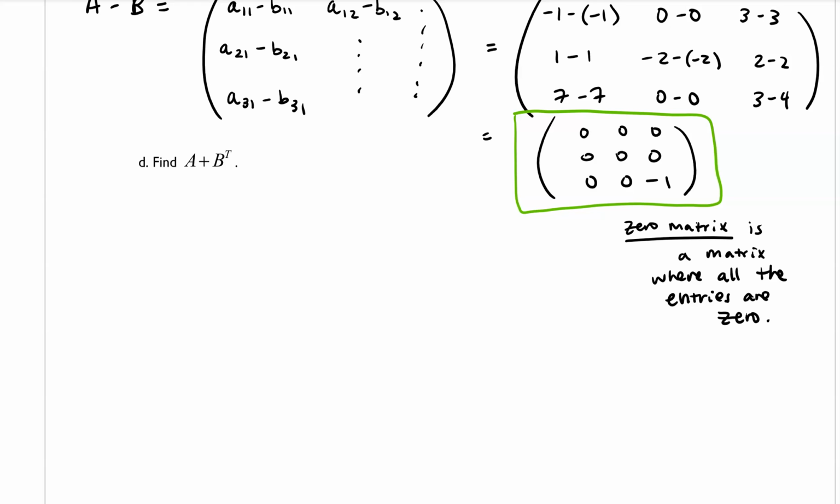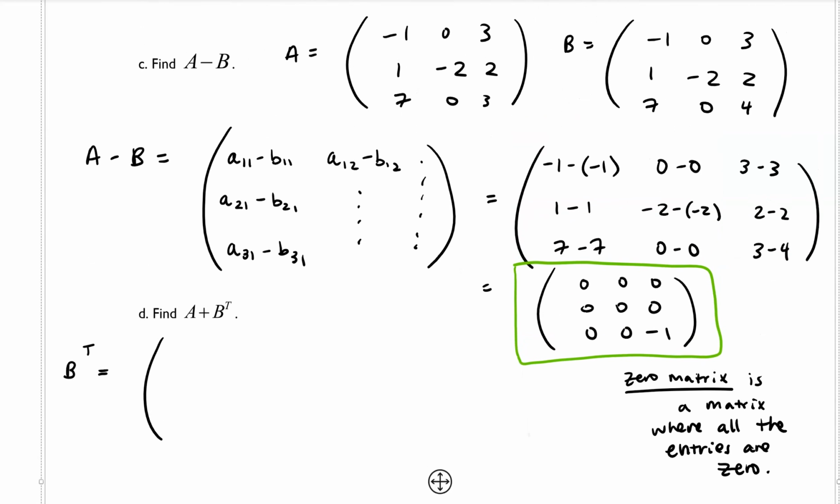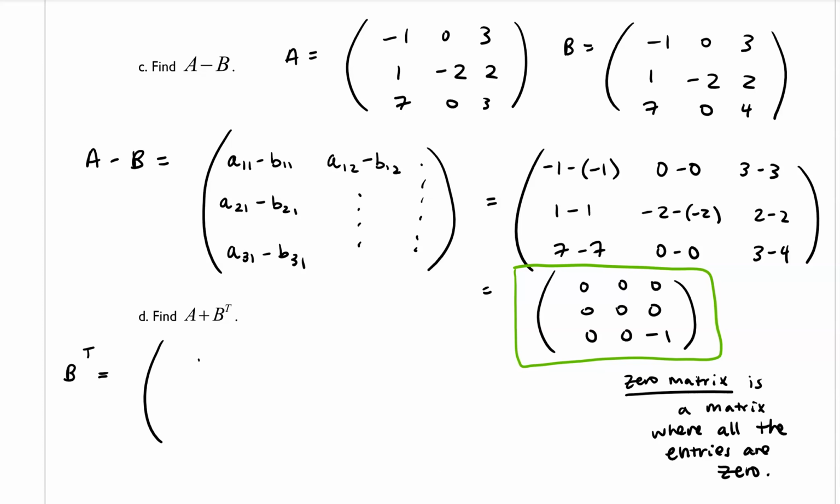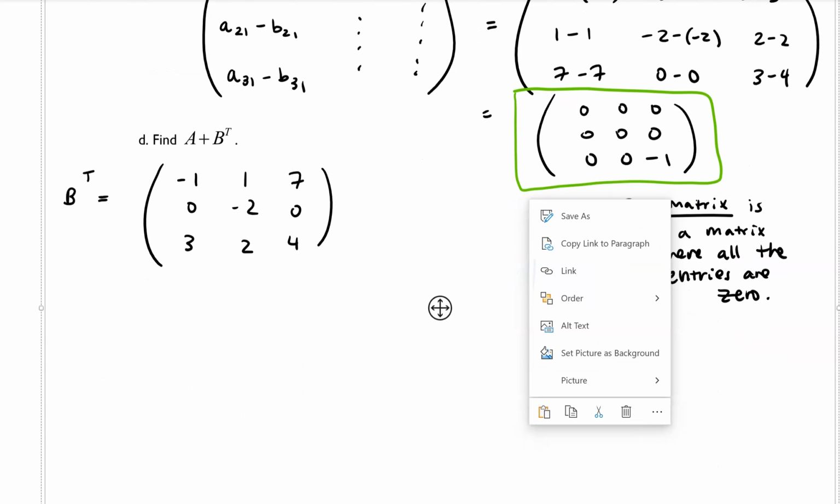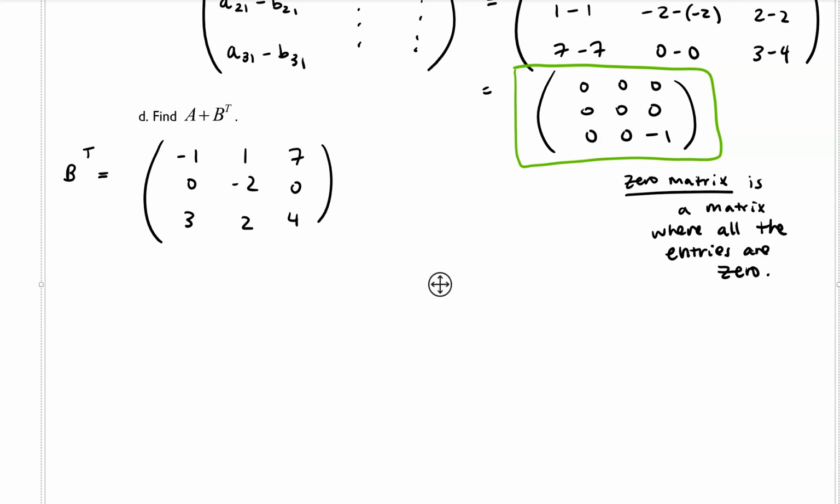All right, let's move on to part D. It wants us to find A plus B transpose. So before we do anything, it would probably be helpful if we figured out B transpose. And so just like we did in a previous example, we want to switch the rows and the columns. So let me do that quickly here. Okay. So now we want to add that with our A matrix.